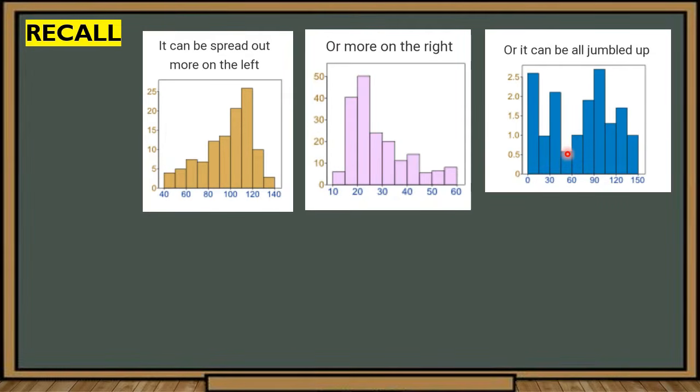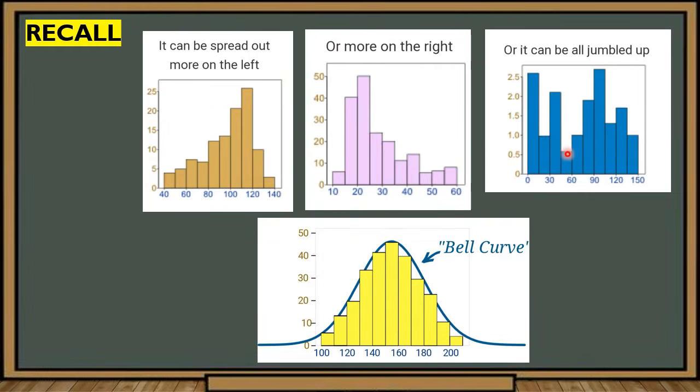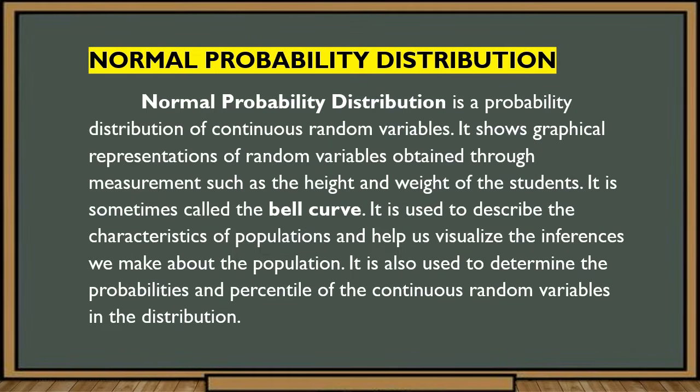But there are also cases that the distribution is normally distributed. Pantay siya, hindi siya bias sa kanan, hindi rin siya bias sa kaliwa. Pantay yung distribution niya sa kanan at sa kaliwa. And kung makikita natin, parang yung mga data natin is around a central value. Malapit siya sa ating central value. We call this kind of distribution normal distribution. We will learn more about normal probability distribution.